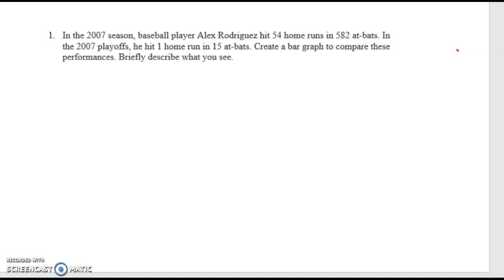Okay, for number 1, it asks, in the 2007 season, baseball player Alex Rodriguez hit 54 home runs in 582 at-bats. That is a significantly large sample size, so that could be considered our ability because we have this law of large numbers kicking in that suggests the more performances you introduce, the closer and closer you're going to get to that actual ability. But that's for a later time.